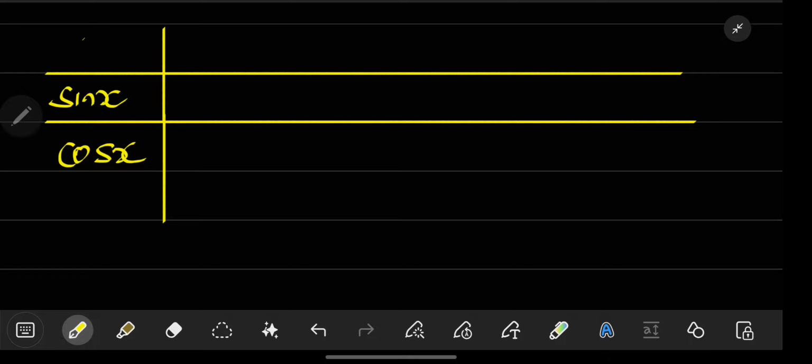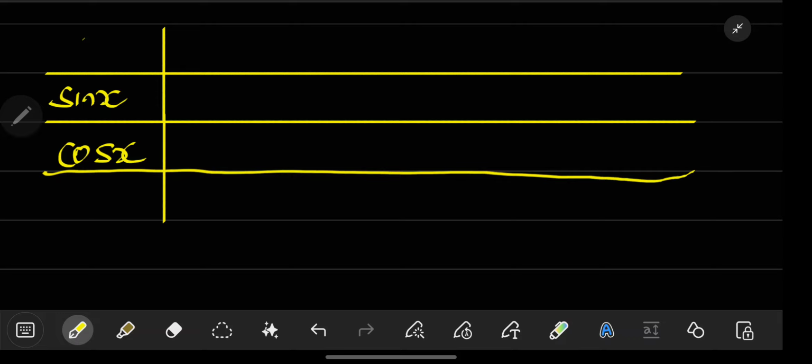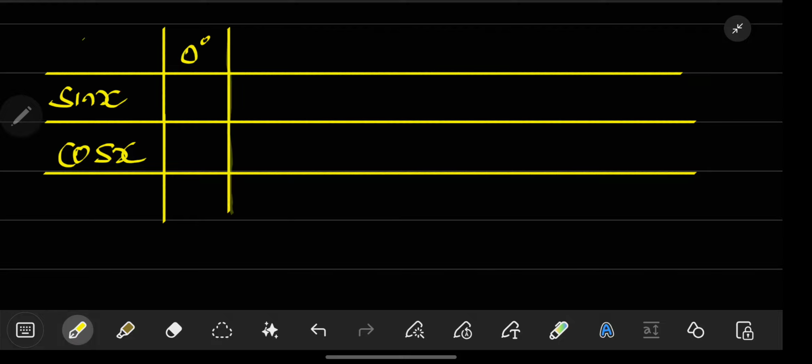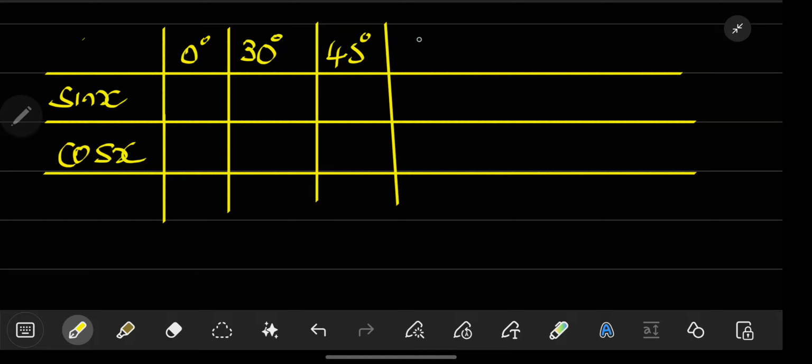Let's say that there at the top you have your degrees, your special angles, right? Can we just name those special angles again? Let's start with 0 just for the sake of starting from scratch. 0, 30 degrees, 45 degrees, 60 degrees, 90 degrees. Let's stop here.